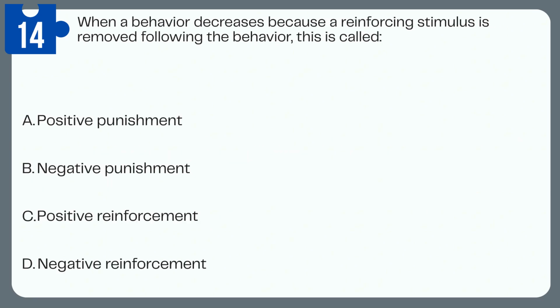Question 14. When a behavior decreases because a reinforcing stimulus is removed following the behavior, this is called A. Positive punishment. B. Negative punishment. C. Positive reinforcement. D. Negative reinforcement.